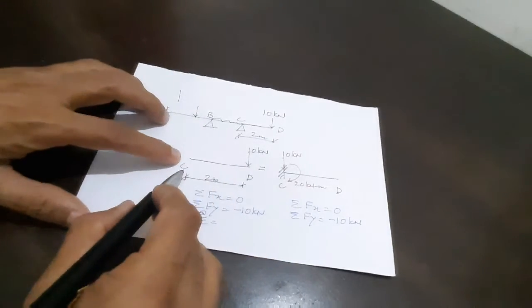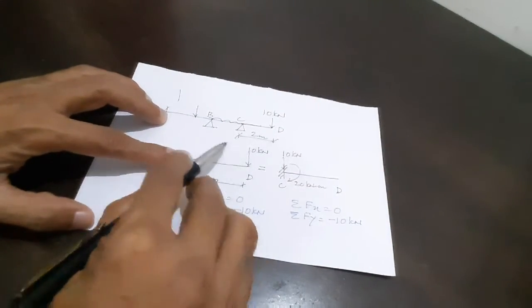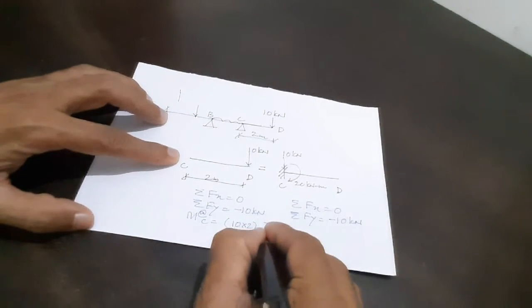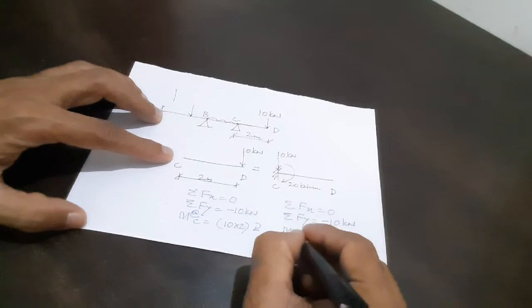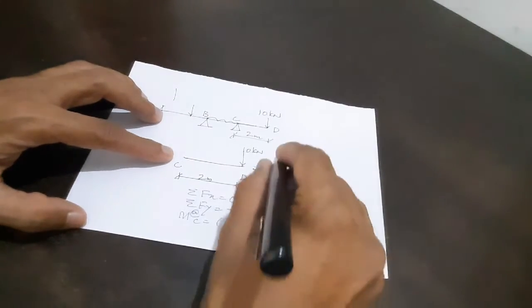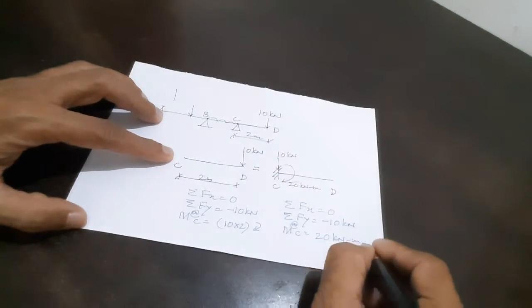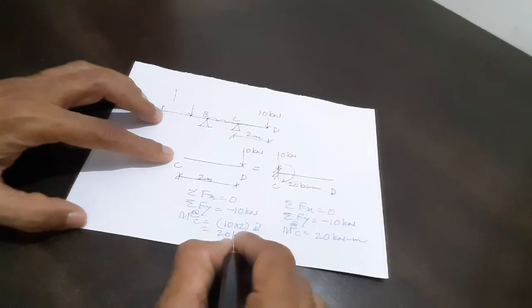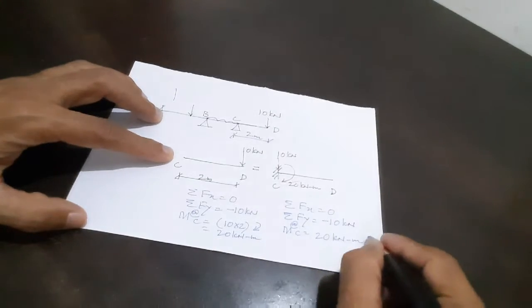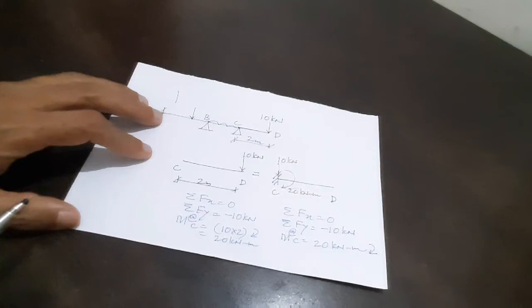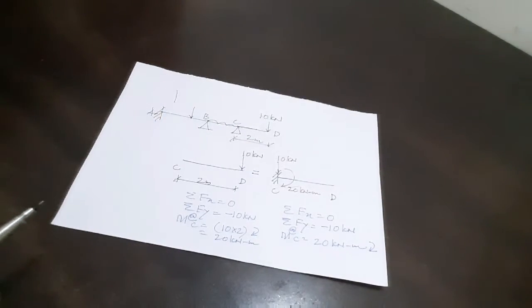In this structure, what is moment at C? Moment at C, I will calculate at this structure. Moment at C is 10 into 2 clockwise. In this structure, what is moment at C? This is 10 into 2, 20 kilonewton meter clockwise. So can we not say these two structures are equivalent? Yes, definitely an equivalent structure.